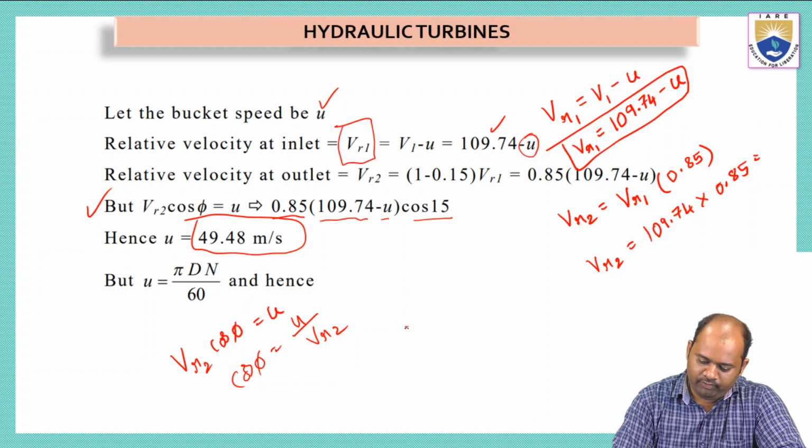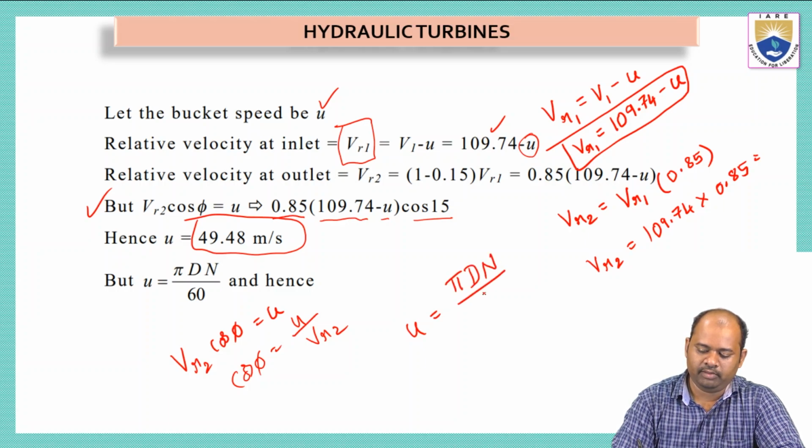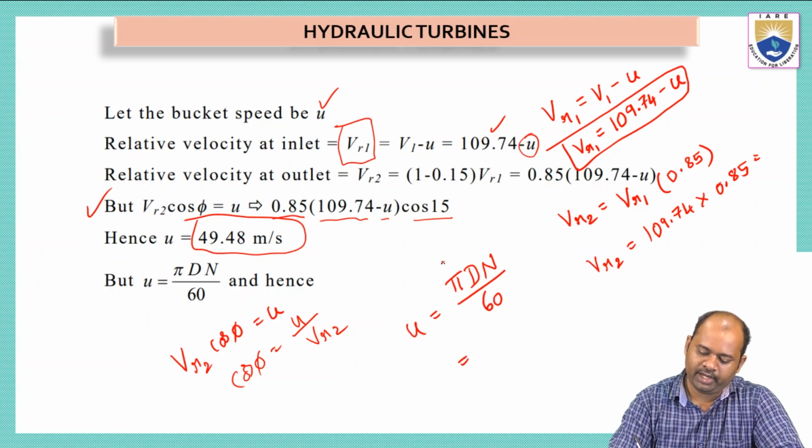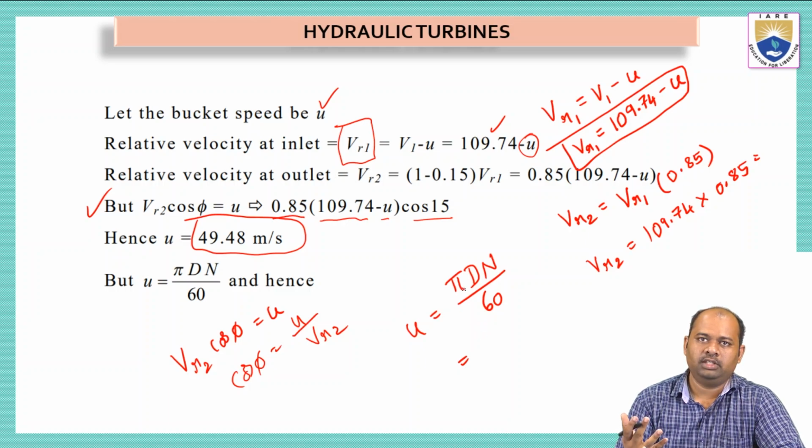But we have a formula for velocity. Velocity of the bucket can be calculated because it is a rotating thing. We have a formula for this, pi DN divided by 60. So here pi is the standard value, and D is the diameter of the turbine runner, N is the speed of the runner.